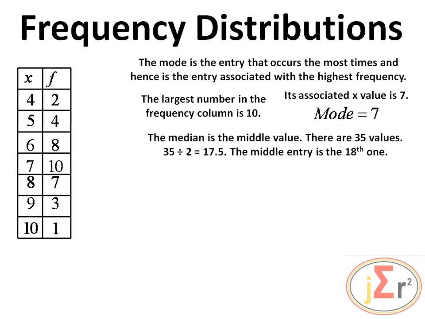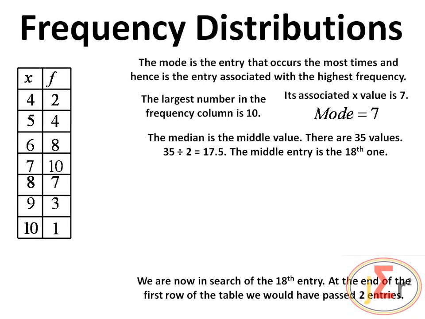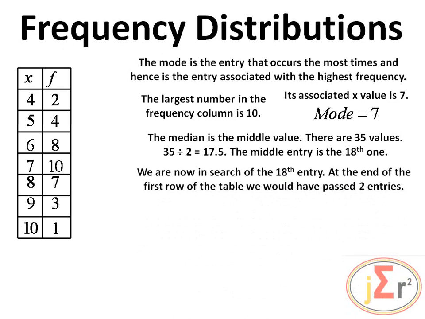The median is the middle value. There are 35 values. 35 divided by 2 is 17.5. The middle entry is therefore the 18th one. So, we have 35 values. 35 divided by 2 is 17.5. The middle entry is therefore the 18th entry. We are now in search of the 18th entry.